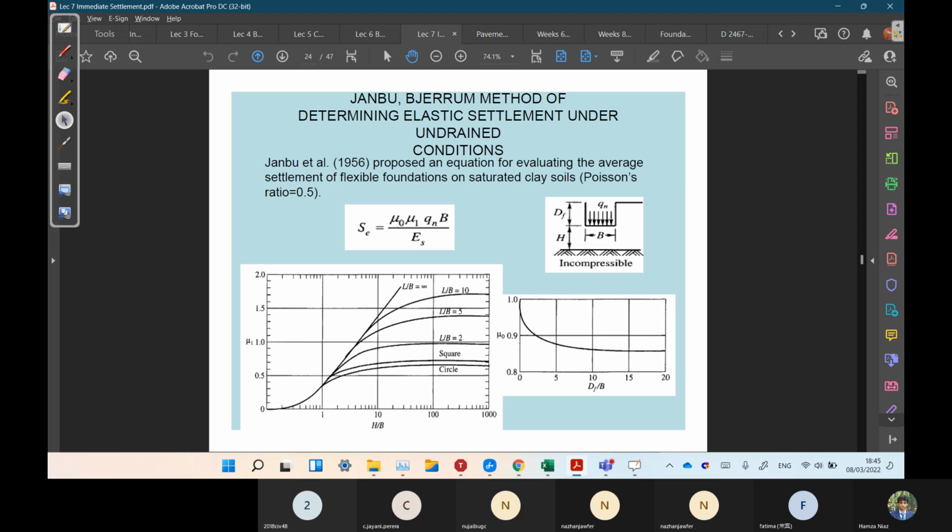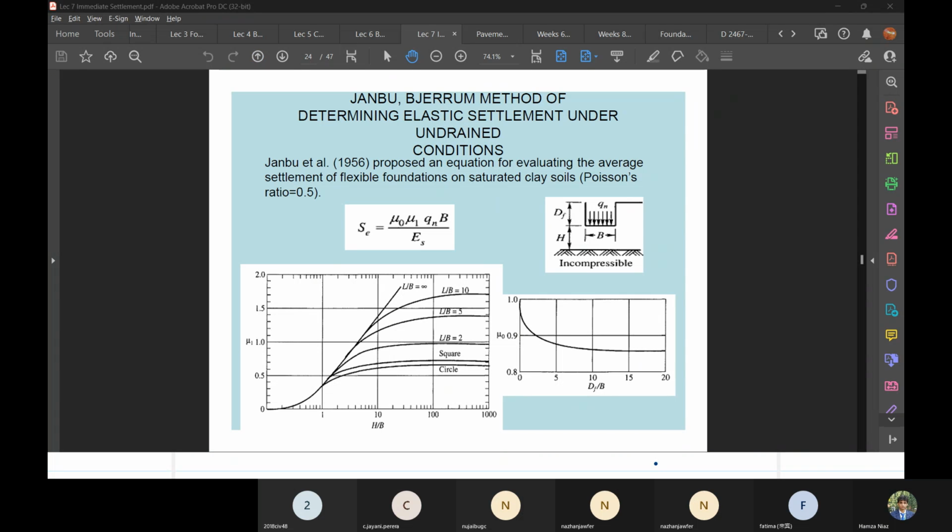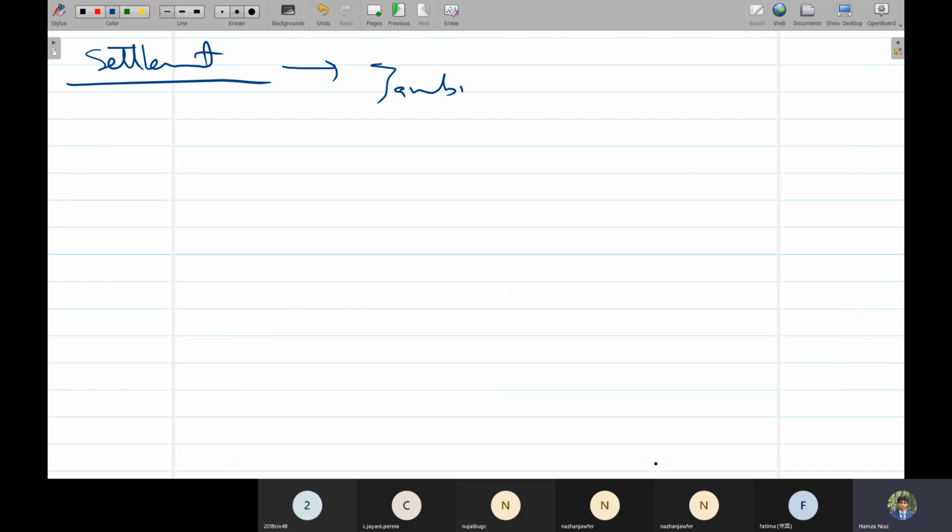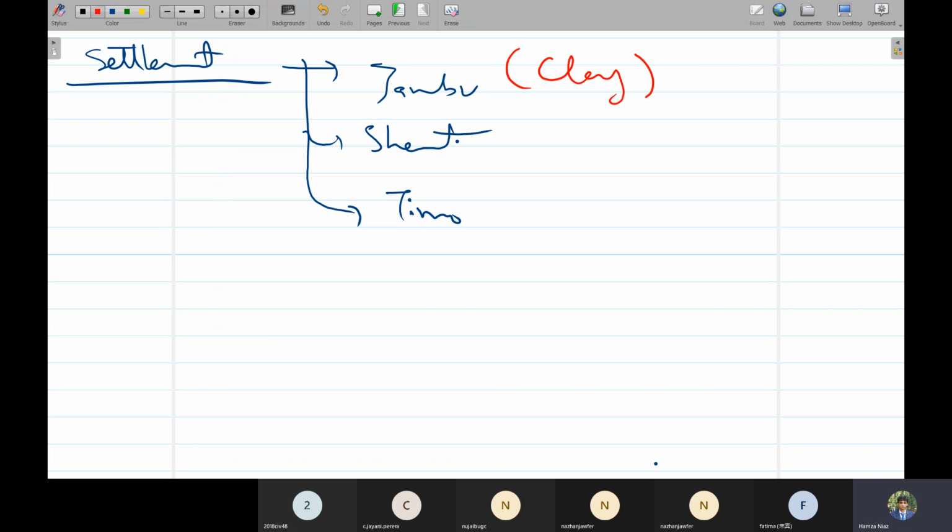So the last one is settlement. For settlement analysis, we are going to analyze immediate settlement only, and there are three methods: Janbu, then we have Schmertmann, and finally Timoshenko. The Janbu method is for clays, and the other two are for sands, cohesionless soils.